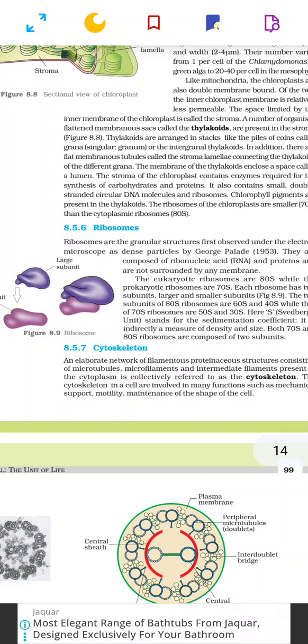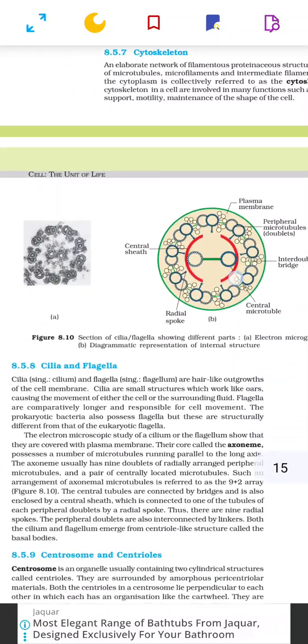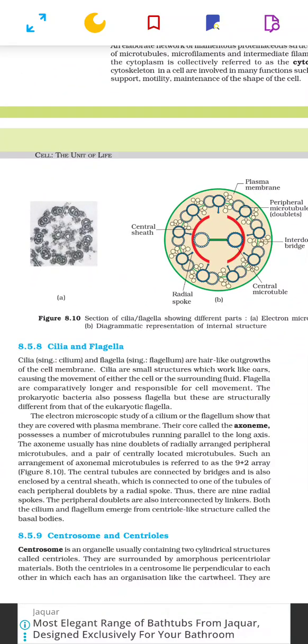An elaborate network of filamentous proteinaceous structures consisting of microtubules, microfilaments, and intermediate filaments present in the cytoplasm is collectively referred to as the cytoskeleton. The cytoskeleton in a cell is involved in many functions such as mechanical support, motility, and maintenance of the shape of the cell. Cilia and flagella.